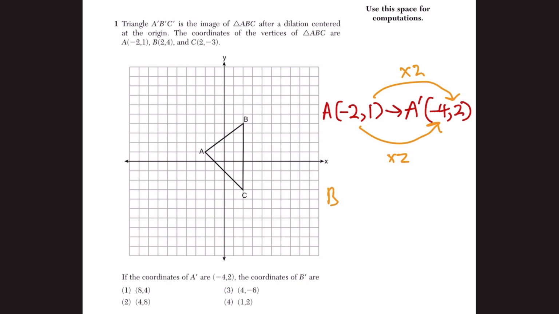And we're given B, right? It's (2, 4). So all we have to do to get B prime is multiply the two coordinates by the scale factor, which is 2. So 2 times 2 is 4, and then 4 times 2 is 8. So the coordinates for B prime are (4, 8), which makes 2 the answer.